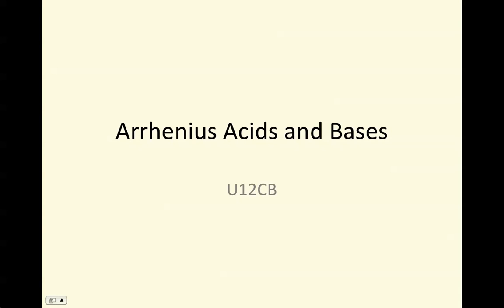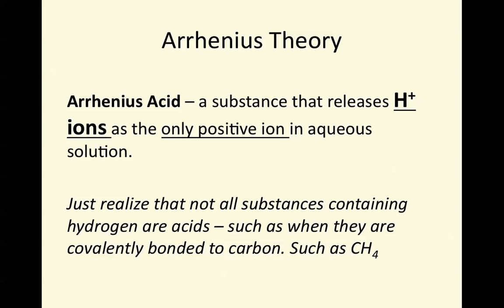Alright, concept B is going to focus on defining and exploring Arrhenius acids and Arrhenius bases. Now, an Arrhenius acid is defined as a substance that is going to release hydrogen ions as the only positive ion in aqueous solution. Now, just realize there are many substances that contain hydrogen that are not acids, especially when we see them covalently bonded to carbon, which we'll explore more in our organic chem unit, such as CH4, methane.